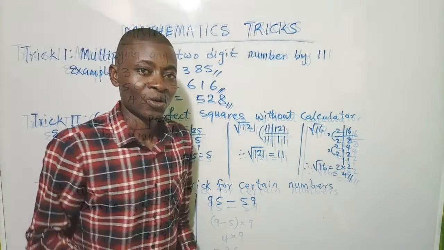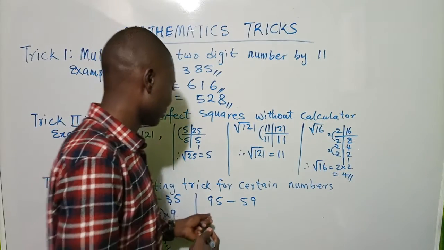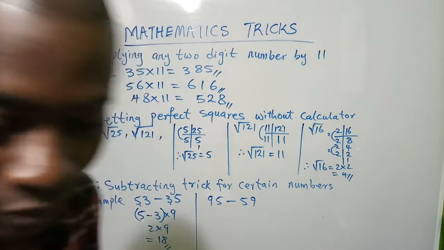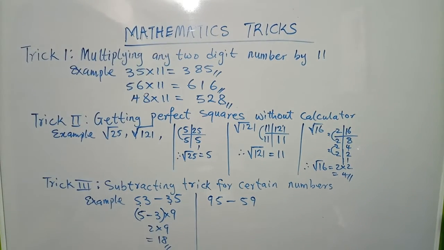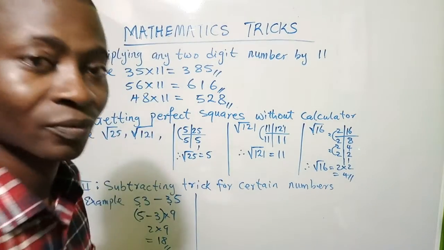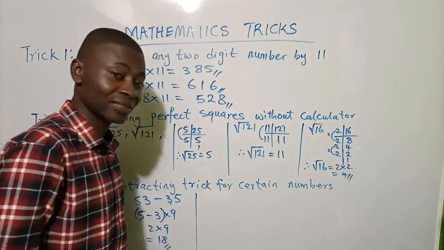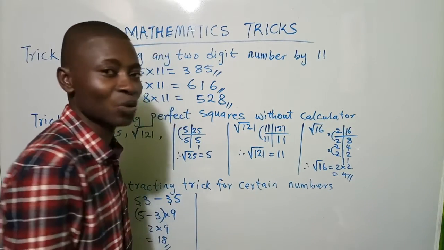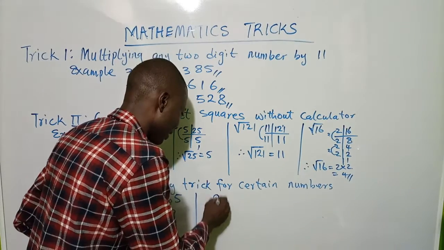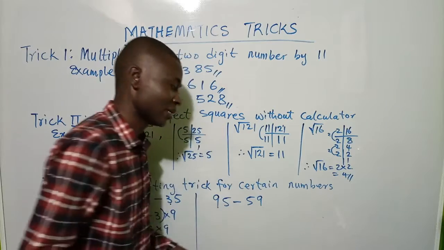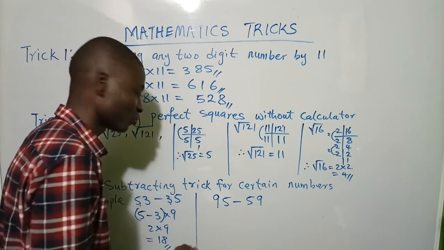Okay, let's take another one again. Okay, that is it. Very simple. So let's take another one again. Let's take, for instance, something like 95 minus 59. 95 minus 59. So what do you do from here?